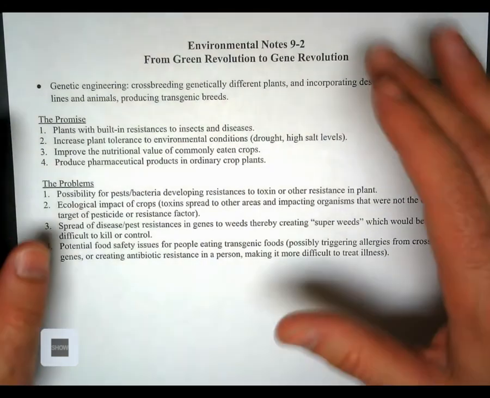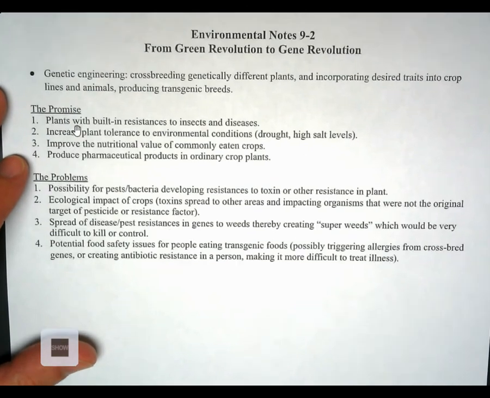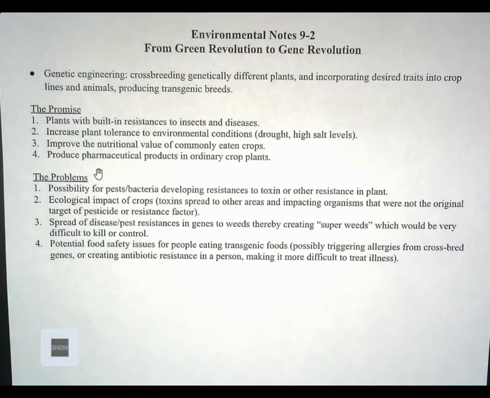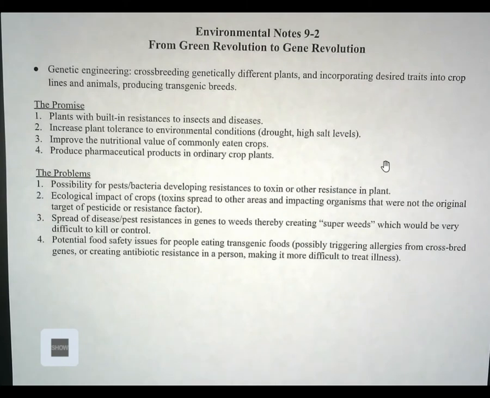So the promise, the benefits of these types of things: one, producing plants with built-in resistances to insects and disease. Two, increase plant tolerance to environmental conditions, for example, drought or high salt levels, plants that are more able to withstand that type of stuff. Three, improve the nutritional value of commonly eaten crops. And four, produce pharmaceutical products in ordinary crop plants, so plants that produce something with a pharmaceutical benefit that wasn't produced in those plants previously.